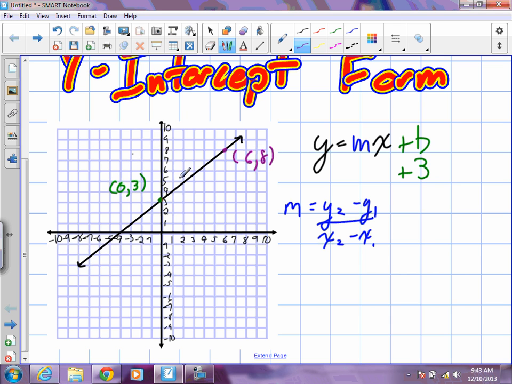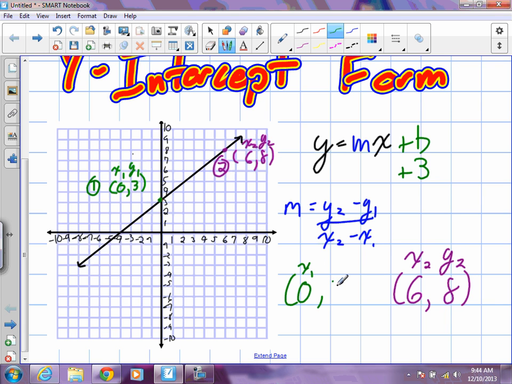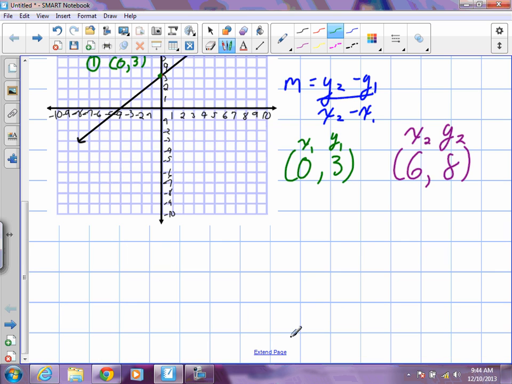We can name whichever coordinate we like the first one and whichever we like the second one. So let's call the green one our number 1. So this will be our x1 and our y1. This is coordinate 1, and we'll call this our coordinate 2. So this is our x2 and our y2. I'll write those coordinates here so it's easier to look at: x2, y2, and (0, 3) is our x1 and y1. We now take these values and plug them into the equation above to figure out our slope.